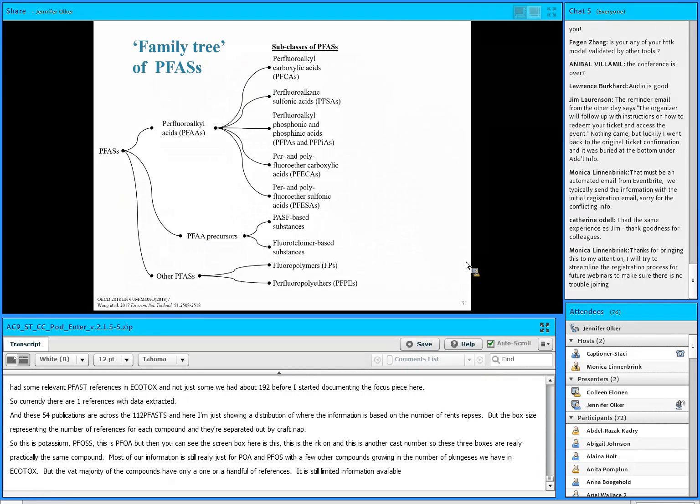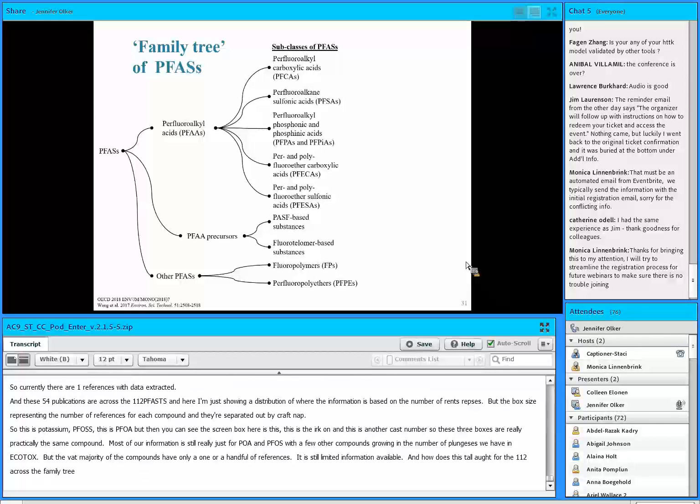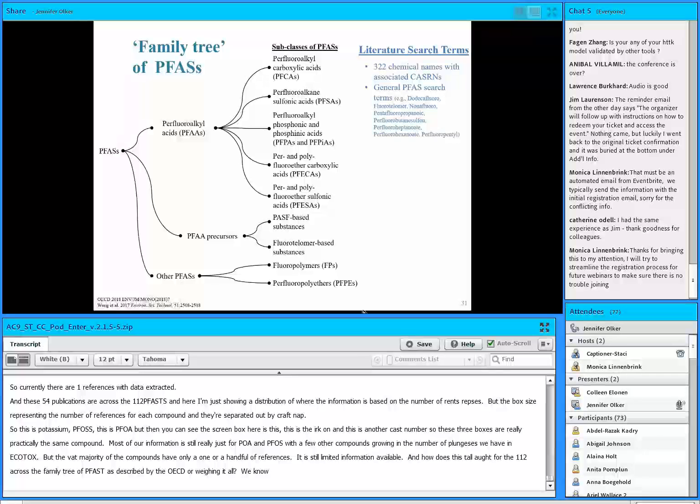And how does this fall out for these 112 across the family tree of PFAS as described by the OECD or in Wang et al. 2017? We know that there are multiple subclasses of PFASs, and how do the 322 chemical names and their associated CAS numbers fall out into that?